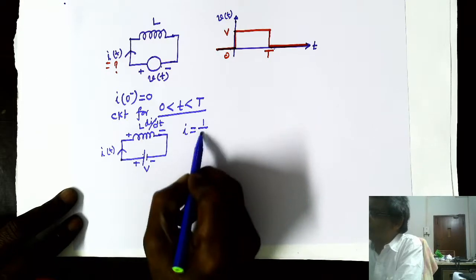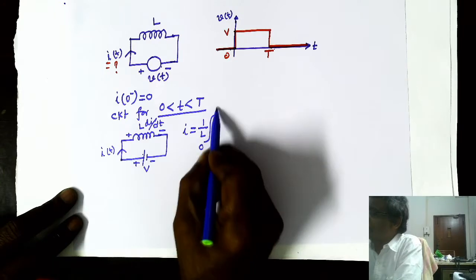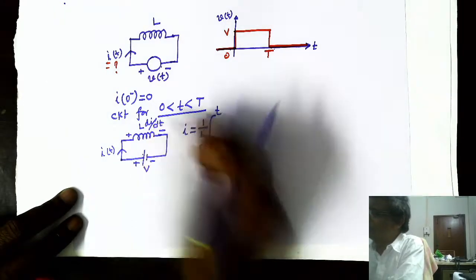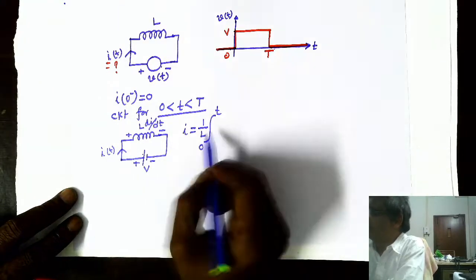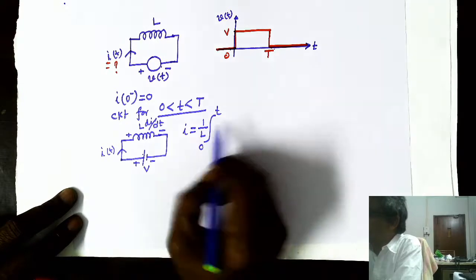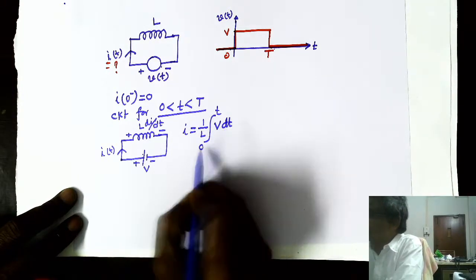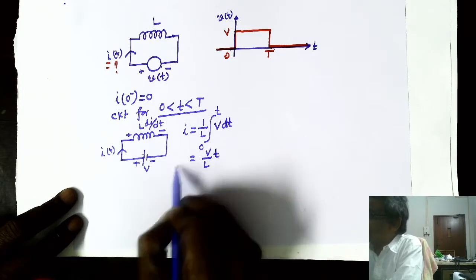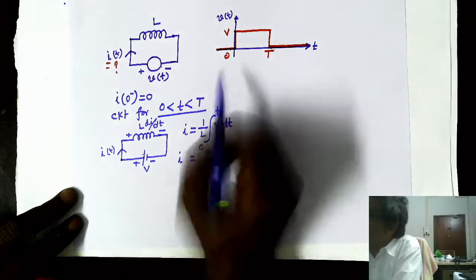That means 1 by L, the current at any time t will be the integral from 0 to t. You can write down the differential equation as well like this, because V dt, V is constant into dt, the same result you will get, V by L into t. I will be this much, a function of time.